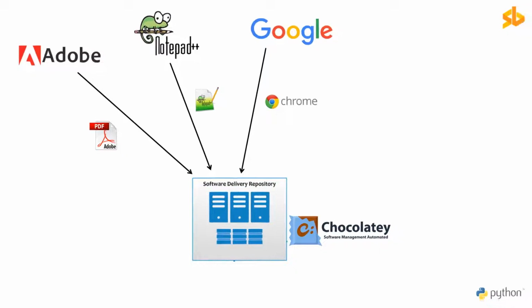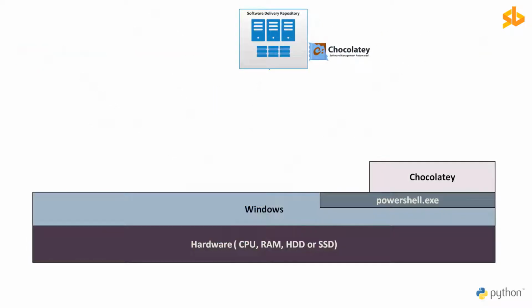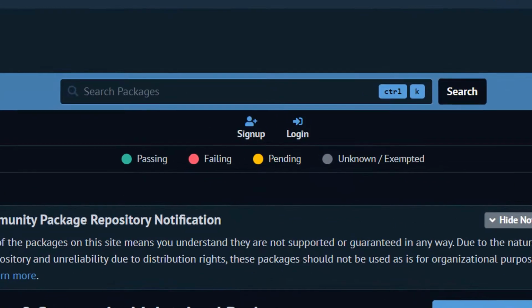For example, in case of Python, the Python software is picked up from its official website python.org and stored in one of the repositories of Chocolatey. So, when we use Chocolatey package manager to install Python in our system, the Python package is downloaded and installed from this repository. All we need to do is search for Python package by typing in Python in the search bar.